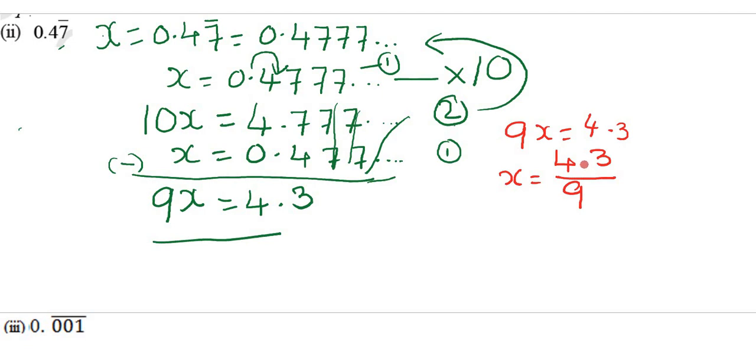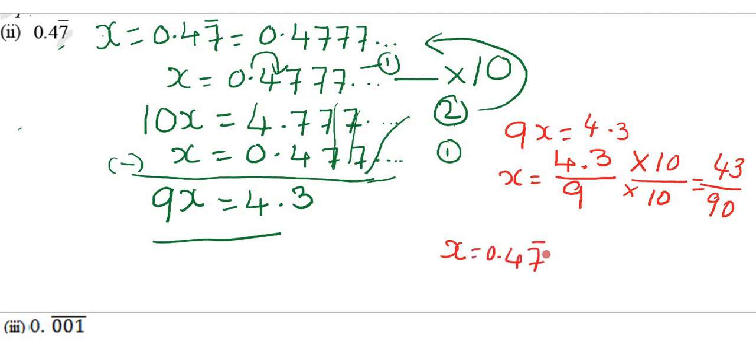Still there is a decimal in the numerator. We need to eliminate that. To eliminate it, we multiply both numerator and denominator by 10. So this becomes 43 by 90, that's it, children. So we have expressed 0.47 bar as 43 by 90, where our P is 43 and Q is 90. That's it, children.